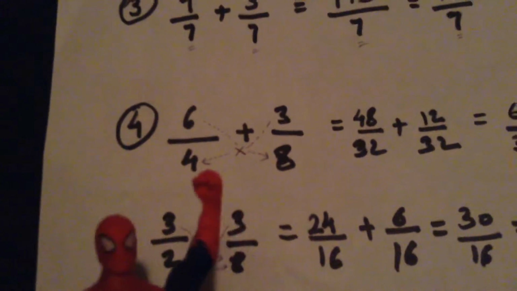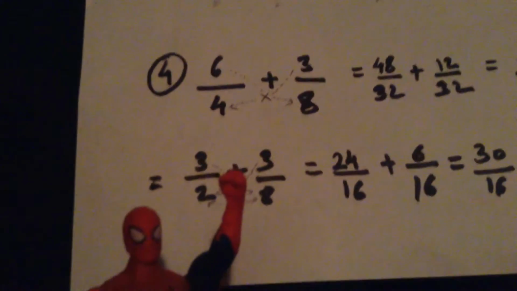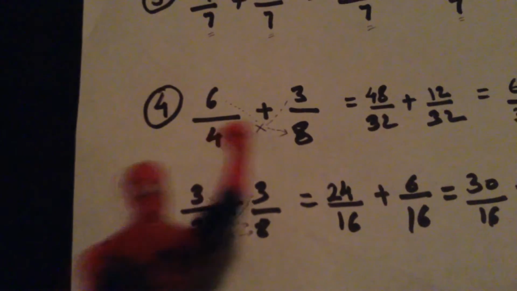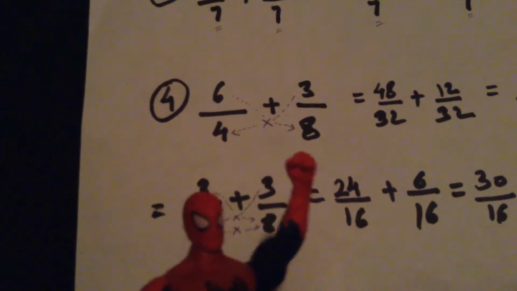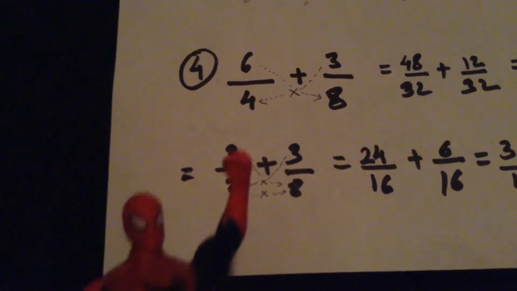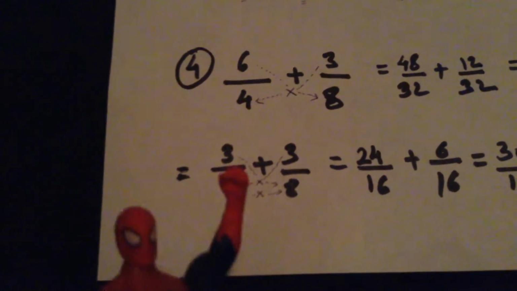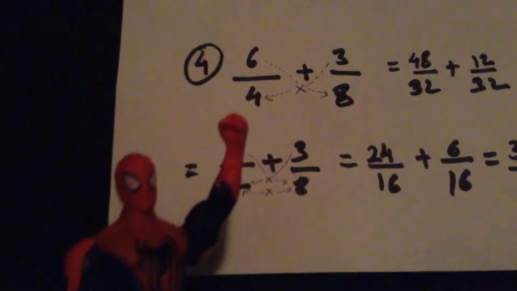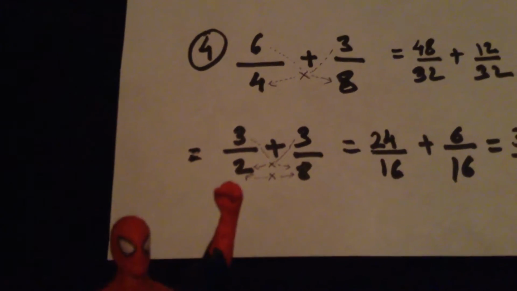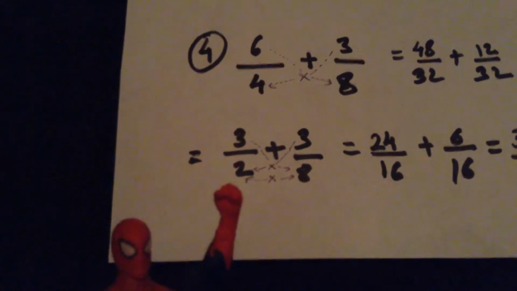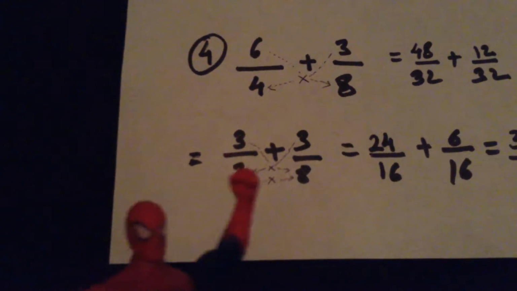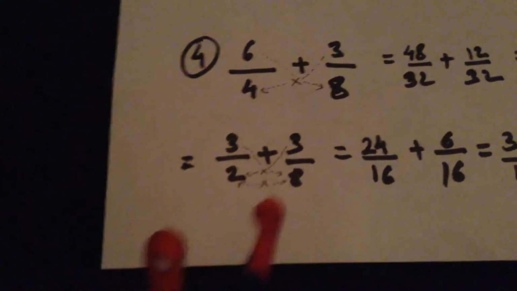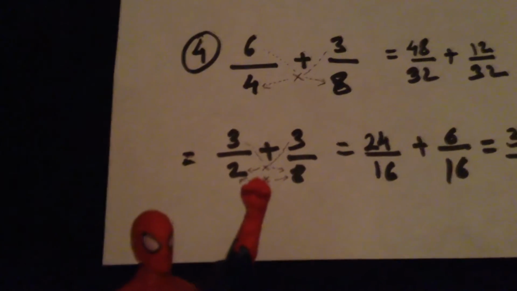But we need to tell the kids that when the denominators are not common, first try and see if you can reduce any of the fractions. So 6 over 4 can be reduced to 3 over 2, and that would help a lot. So when you first reduce a fraction, or both the fractions if possible, that will save you some calculation.